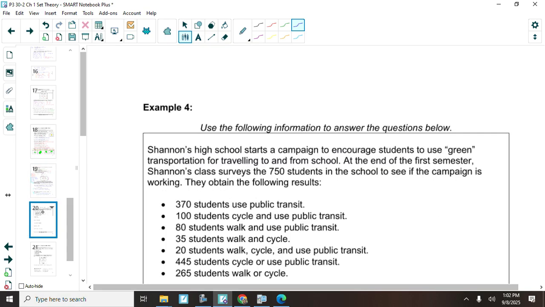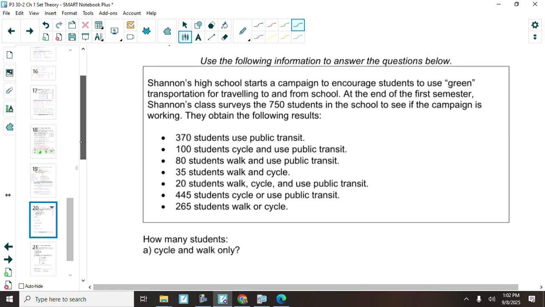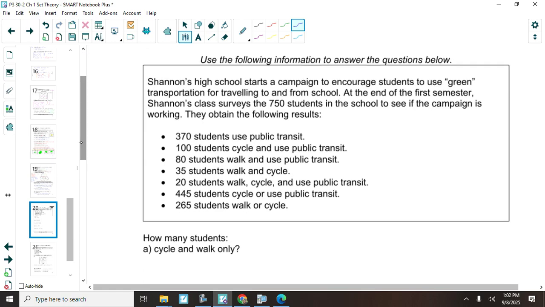Example number 4, use the following information to answer the questions. I think this might be a good time to get you up and moving around a little, because I get that it's after lunch and you're kind of dragging a bit. So take your notes package with you, find a partner, find a marker, find a spot on the boards, and I want you to draw out this Venn diagram and see if we can get it absolutely accurate.